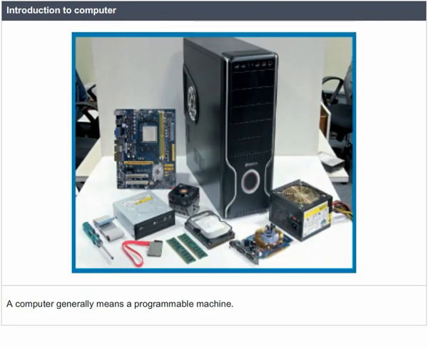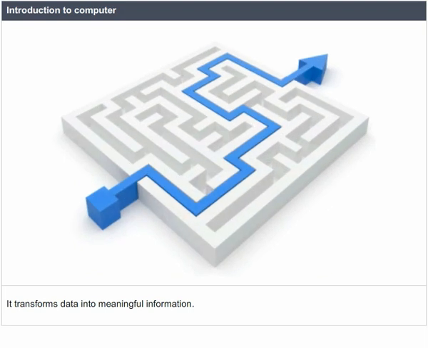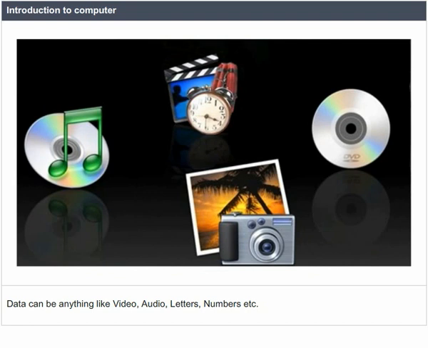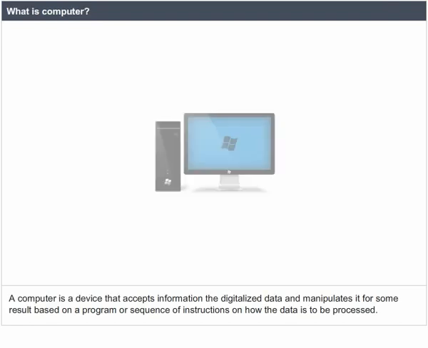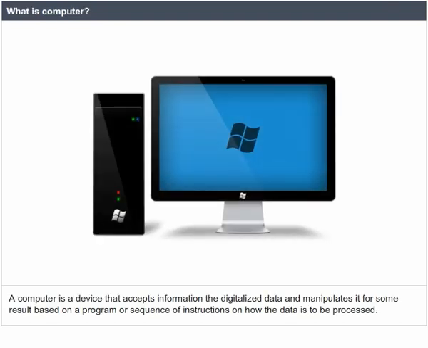A computer generally means a programmable machine. It transforms data into meaningful information. Data can be anything like video, audio, letters, numbers, etc. What is a computer? A computer is a device that accepts information, the digitalized data, and manipulates it for some result based on a program or sequence of instruction on how the data is to be processed.